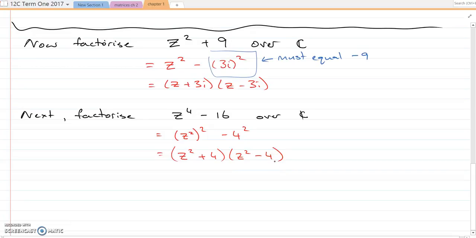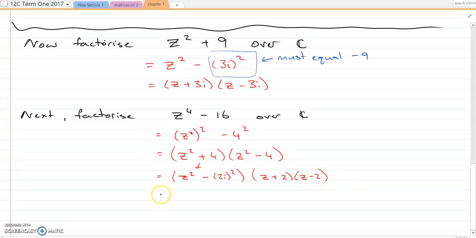Okay, but we want to factorize so that we're down to just z, not z squared. So, this one is the same as the previous factorization, z squared plus 9, it's similar to that. I can rewrite this as z squared minus 2i squared. And this next part, of course, is just a basic difference of squares rule: z plus 2, z minus 2.